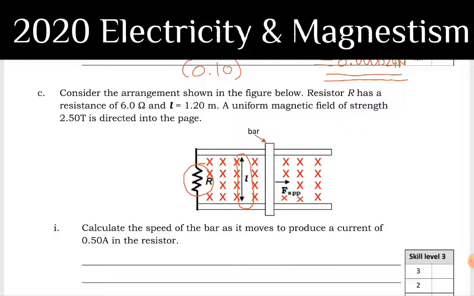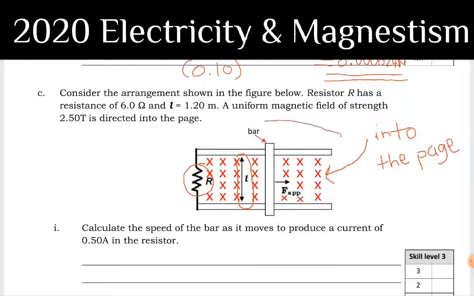And as we can see by the directions provided for the magnetic field, it is an X symbol, which means into the page. Now the question is, calculate the speed of the bar as it moves to produce a current of 0.50 amps in the resistor. Let's begin by looking at what exactly we're trying to find.